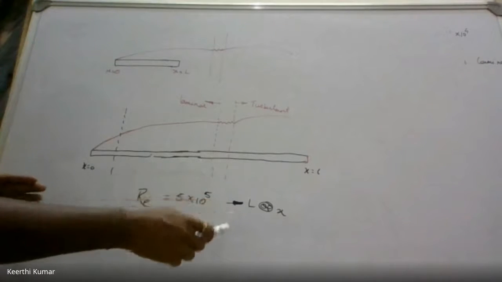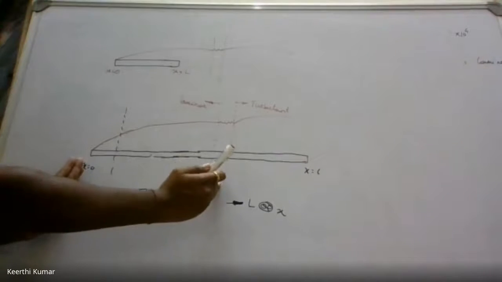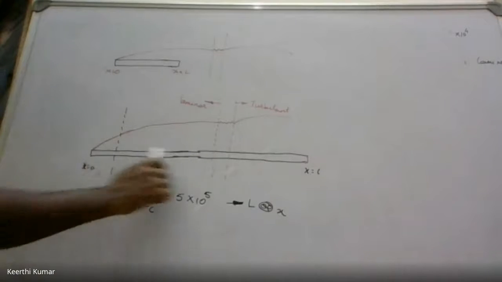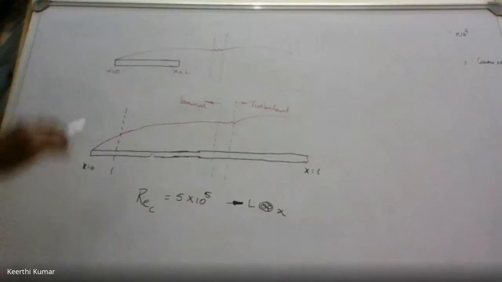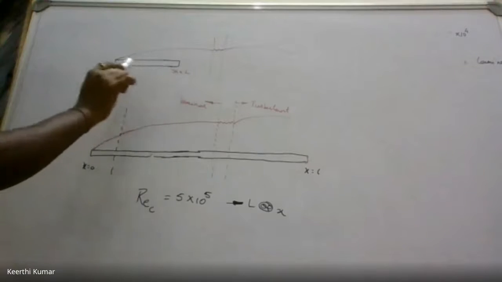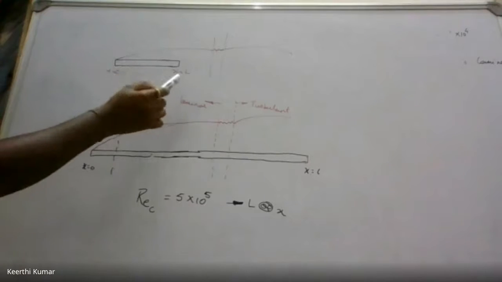That means from x equal to 0 up to some value, the laminar flow will be there. After that, it converts to turbulent flow. If the length of the plate is big, I can calculate that. If the length of the plate itself is small, then I will not come across both laminar and turbulent flow there. Why? Because I will not come across the turbulent flow.